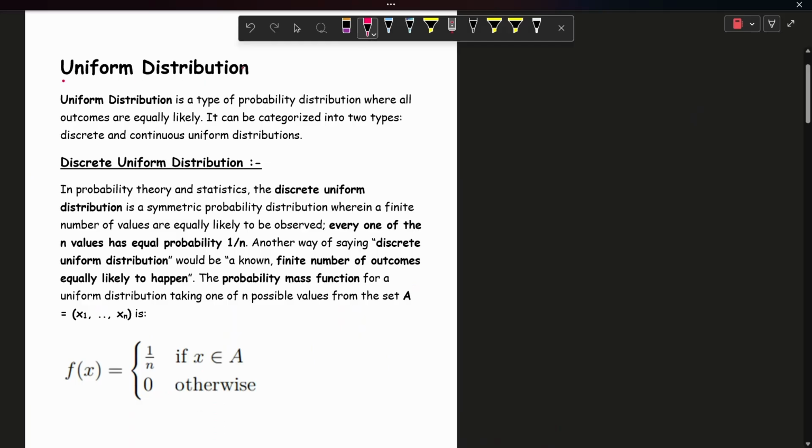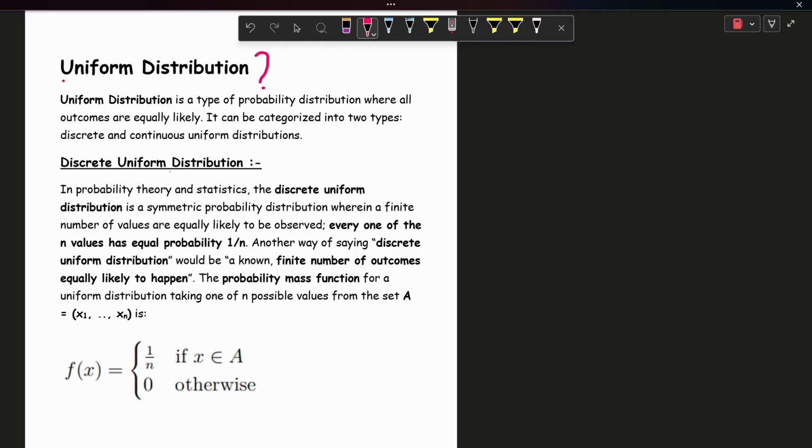What is uniform distribution? It is the probability distribution where all outcomes are equally likely. If you take, for example, tossing a coin, we have two outcomes, head or a tail. The probability of getting a head and tail is equally likely, so that follows a uniform distribution. There are two types of uniform distributions. This uniform distribution can be derived using two different probability functions.